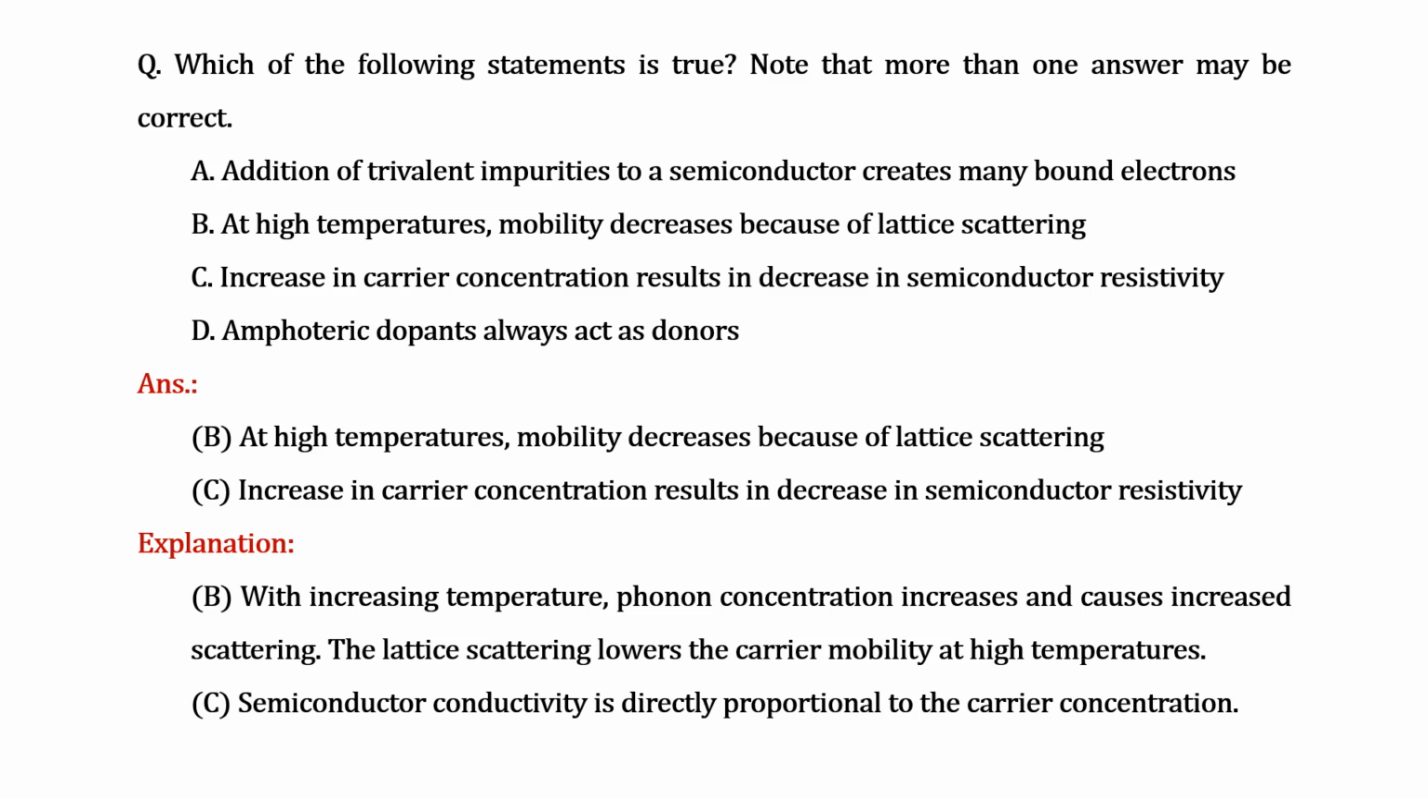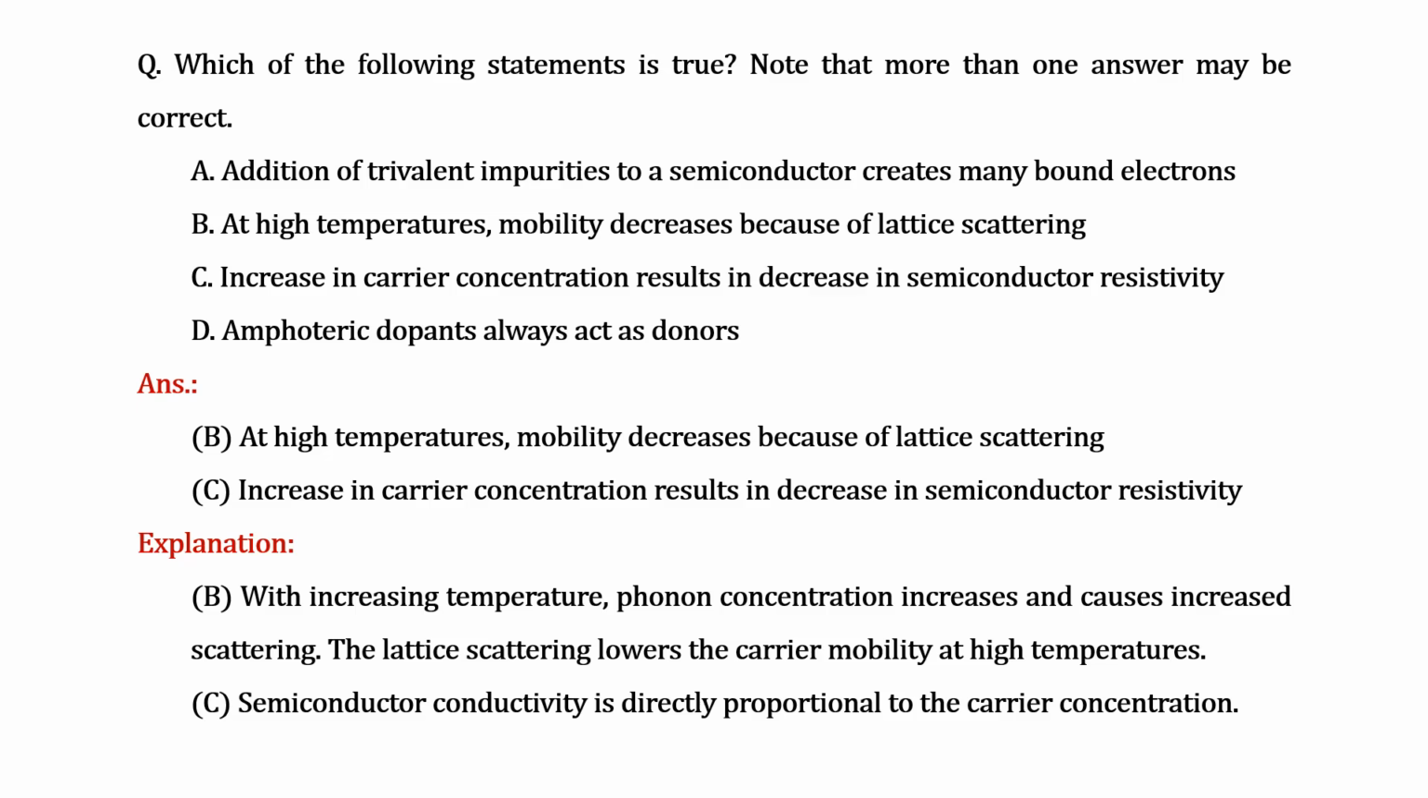At high temperature, the number of carriers will increase, but the number of collisions that these carriers undergo with the lattice also increases. This results in lattice scattering, and because of the lattice scattering, mobility will decrease. Then carrier concentration is higher, which means conductivity will be higher and resistivity will be lower. Amphoteric dopants can act both as acceptors and as donors, depending on the valence state of our initial material. Trivalent impurities have only three valence electrons, and in the case of silicon or mixed semiconductors, they will not create bound electrons. So that is why A and D are incorrect and B and C are correct.